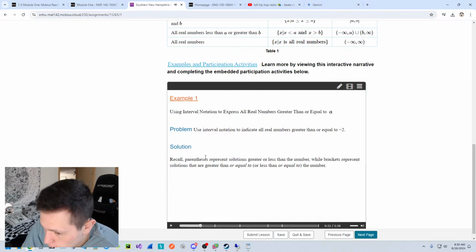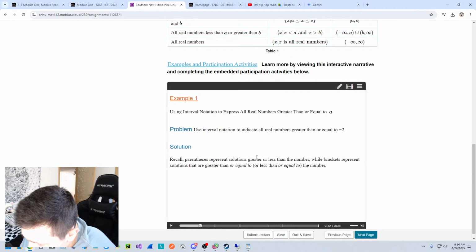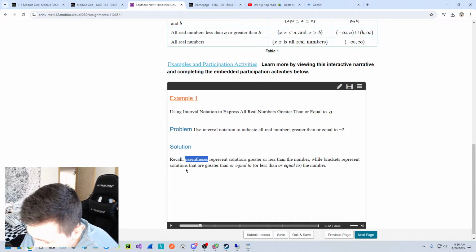Alright, parentheses represent solutions greater or less than the number. So if it's greater or less than whatever number it is, then you're going to have parentheses. Brackets are going to be greater than or equal to. Okay, greater and less, parentheses; greater and equal to, brackets. That makes sense.